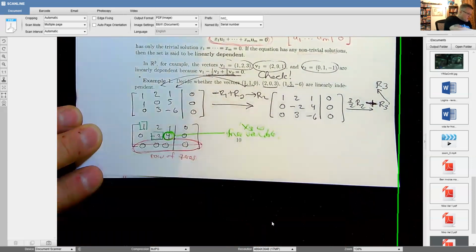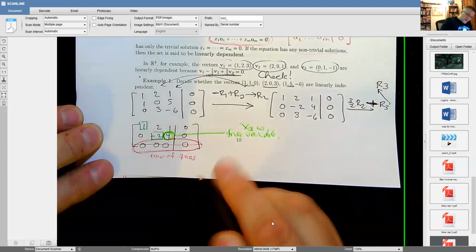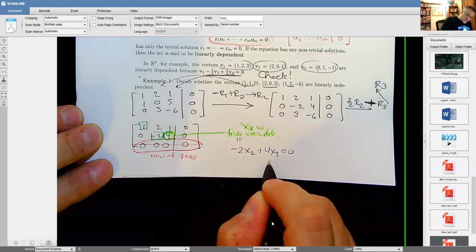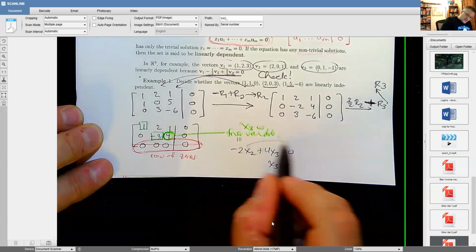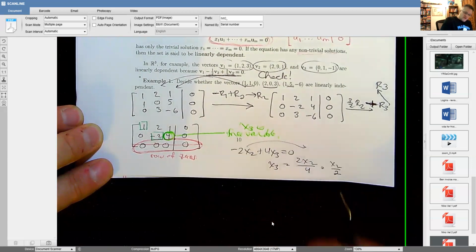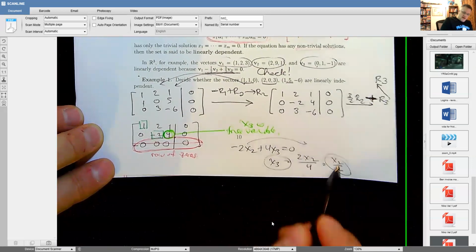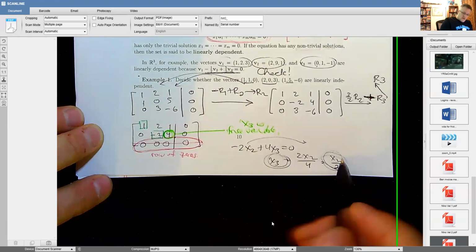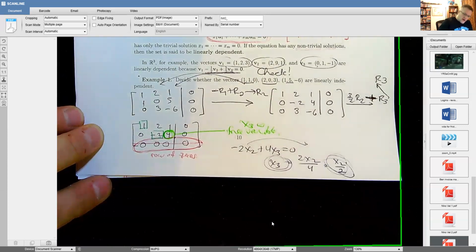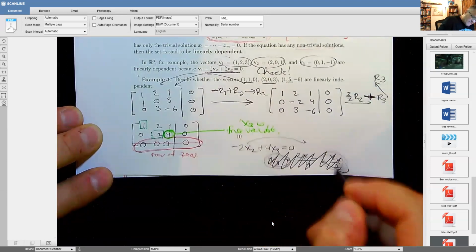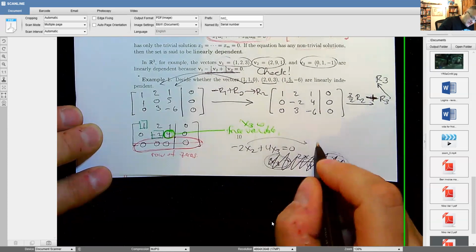And in fact, from this relationship here, we note that -2x2 plus 4x3 is equal to 0. So x3, I'll take that over and divide by 4, is x2 over 2, right? So there is a dependence relationship here, right? If I chose any x2 I want, then I can find x3 from it. Or I guess I could have solved for x2, right? I said x3 was the free variable, so I can choose either one I want, but let's actually be consistent.